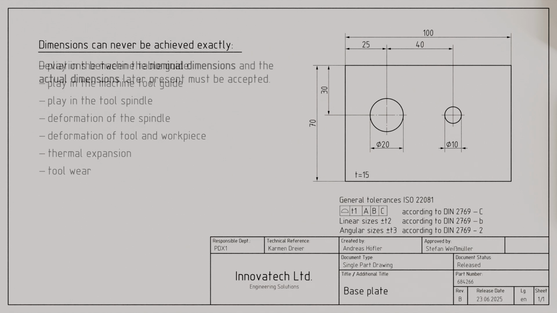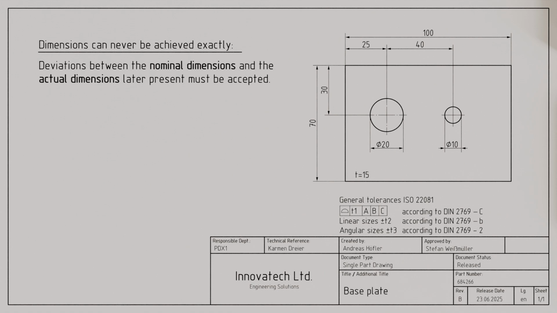For these reasons, a certain deviation between the nominal dimensions and the actual dimensions present later must always be accepted. However, this must not result in the functionality of the component being impaired. For example, if the base plate is later intended to slide in a guide rail, care must be taken to ensure that the deviation is neither too large nor too small. Otherwise, the plate might start vibrating while sliding if it is too narrow, or it might not fit into the rail at all if it is too wide.